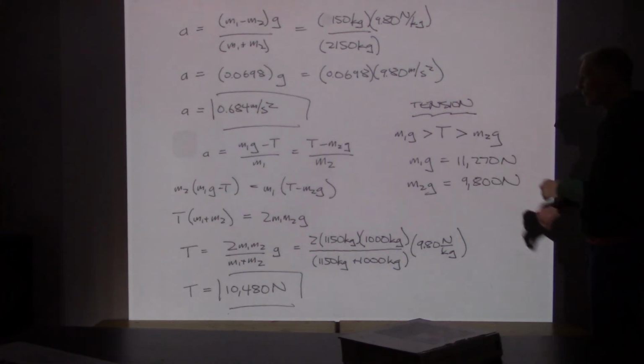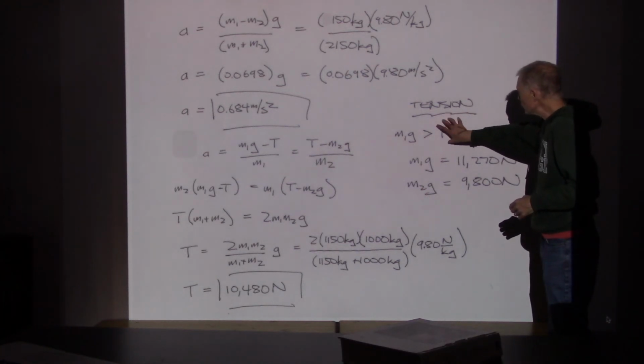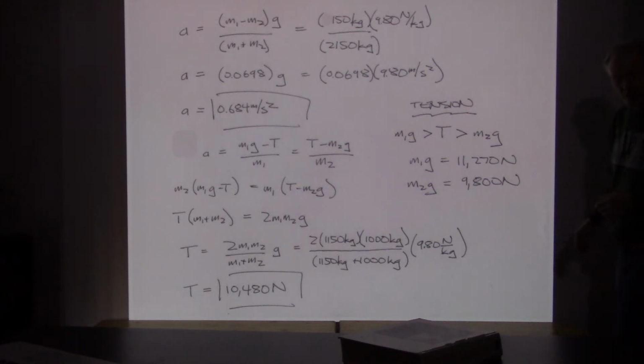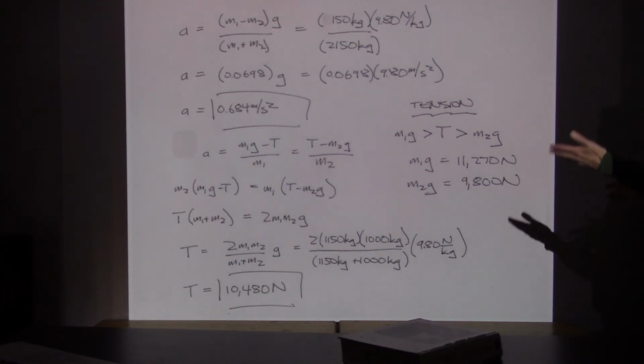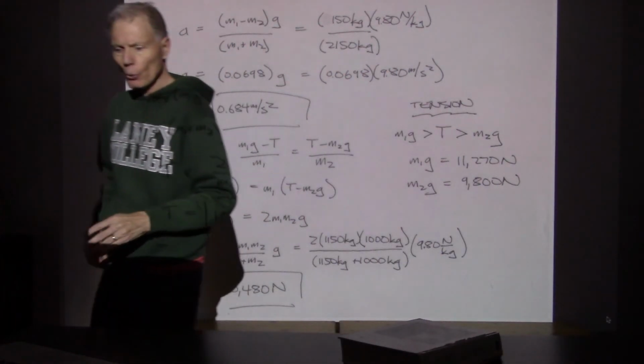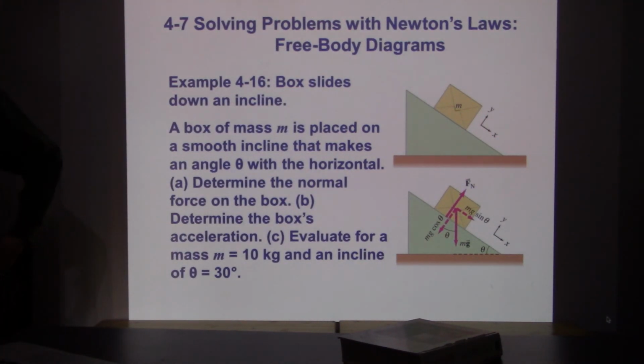Now I'm going back and checking my answer. Is that a reasonable answer? Well, for this particular force diagram, I knew that the tension would need to be intermediate between 11,270 and the other value, not necessarily right in the middle, but it needed to fall within those numbers, and it does. These are two objects with similar masses, and the tension is coming out kind of intermediate, kind of in the middle of those mg values. All right, we're coming up on time here.